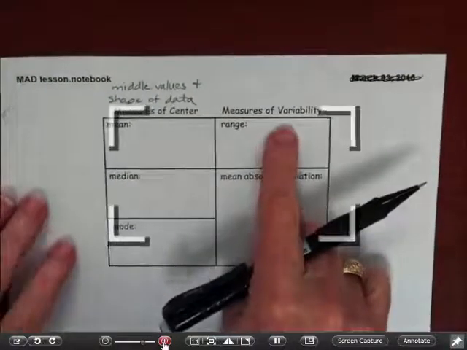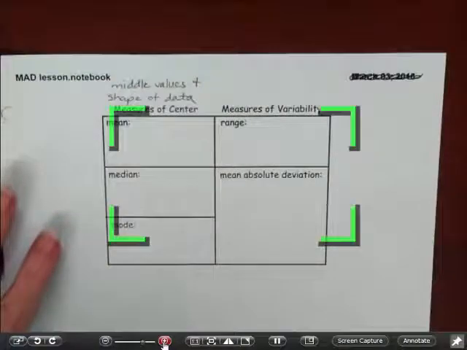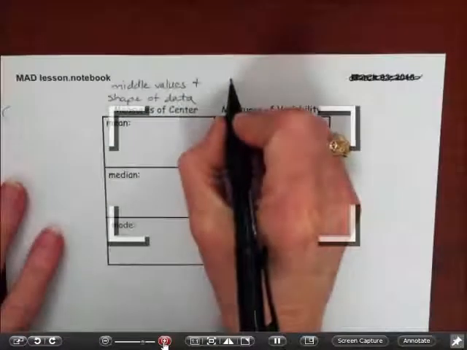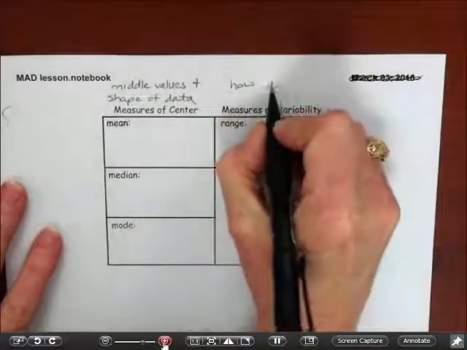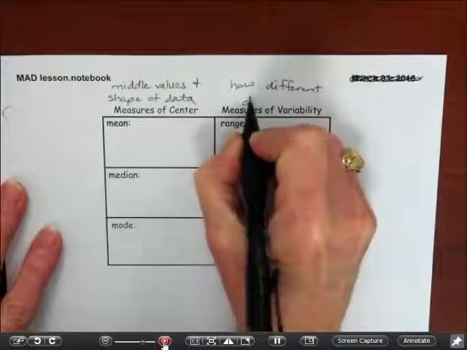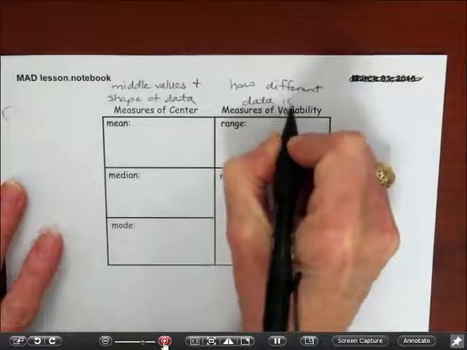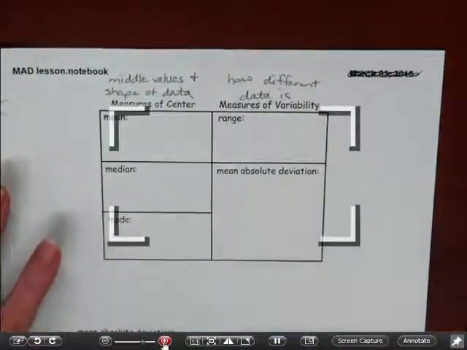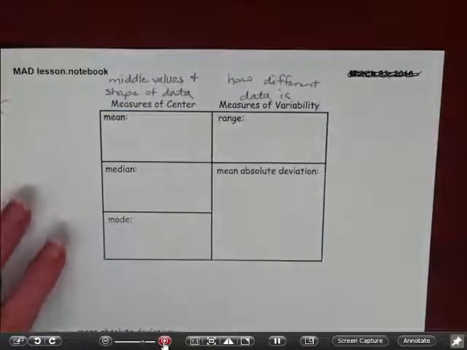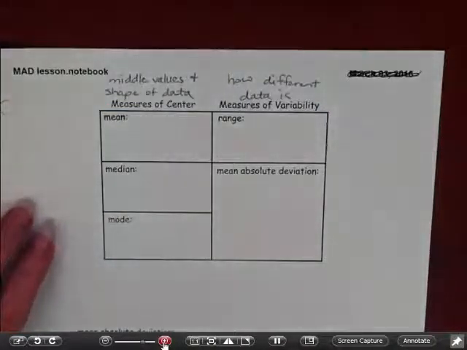Measures of variability, when things are variable, they're different. They change, okay? So this is how different the data is. So it's sort of like the first set is how are they alike, and the second set is how are they different. Right, and so we kind of put these in these categories.